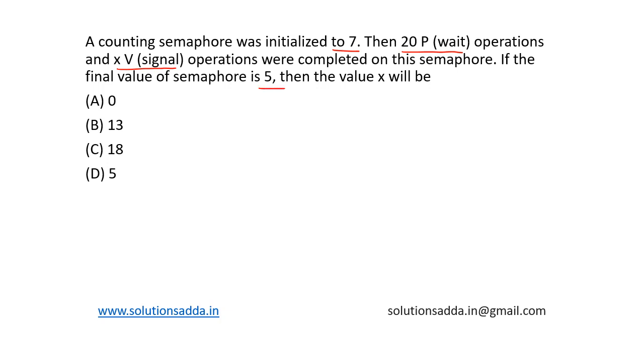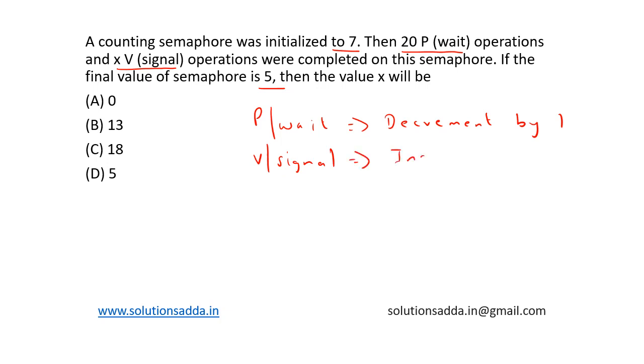In semaphores, P or wait operation means we are decrementing the value of the counting semaphore by 1. And V or signal means we are incrementing the value of the counting semaphore by 1.